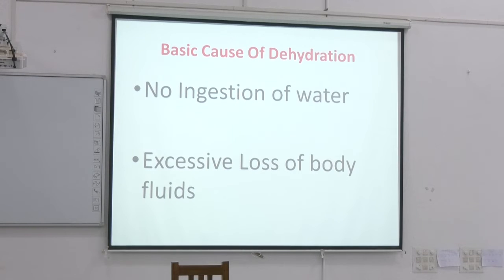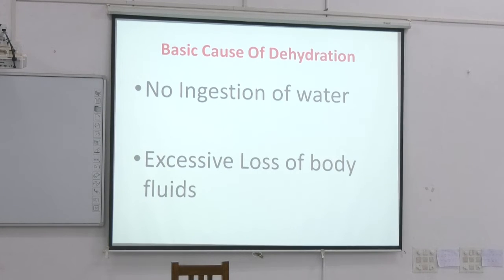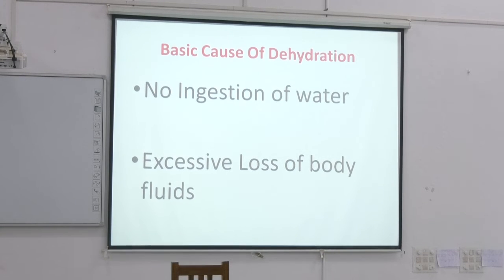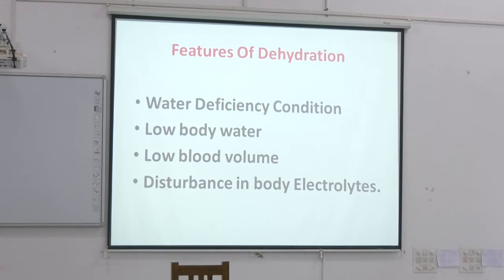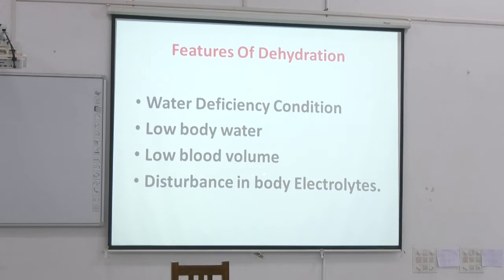Now these are the basic causes. No ingestion of water; there are several conditions in which a person refuses to take water. Excessive loss of water and body fluids, in clinical conditions like diarrhea, vomiting, and infection of the GI tract. So all these cause the dehydration condition. Features of dehydration: water deficiency, low body water, low blood volume, and disturbance in body electrolytes.